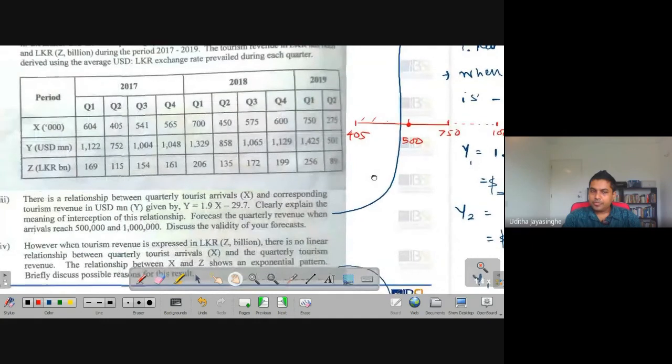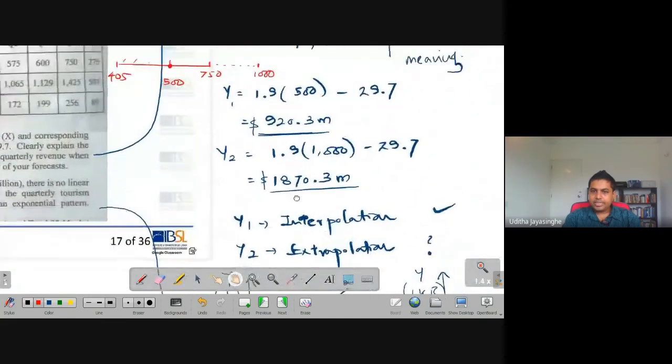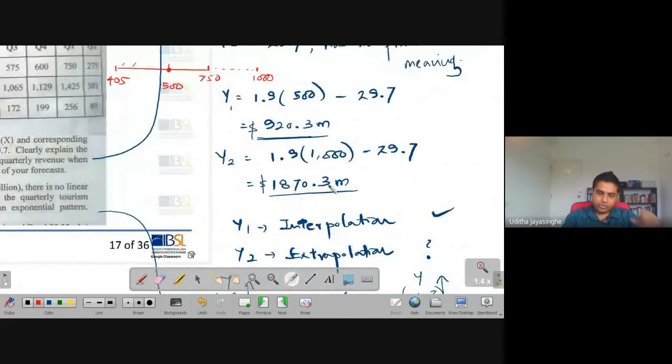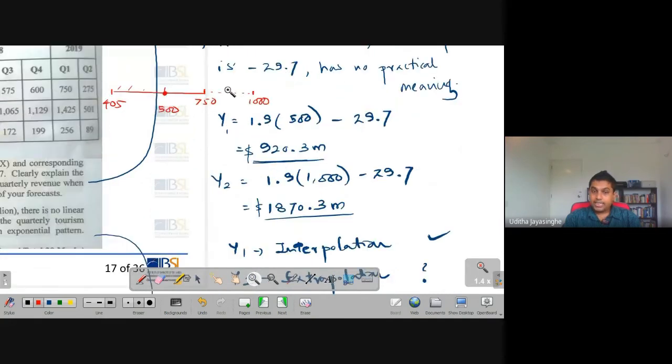No. So the problem with this second calculation of this 1870, although it's a jolly well nice calculation, one can say fine, it's going to be pretty much close to that 1800 level. But it's a doubt that we can have in the mind now whether this xy relationship is going to be true at these high levels also.